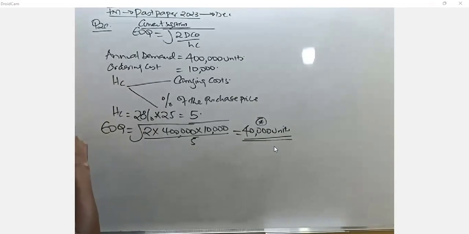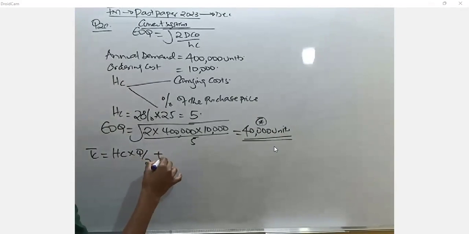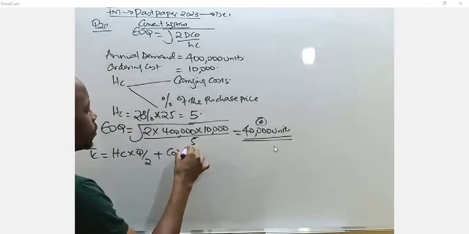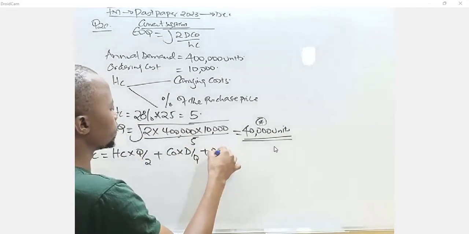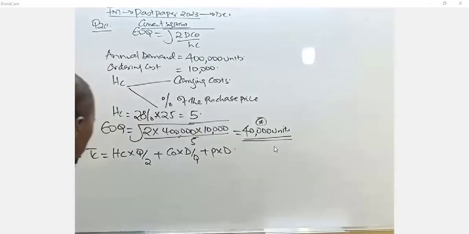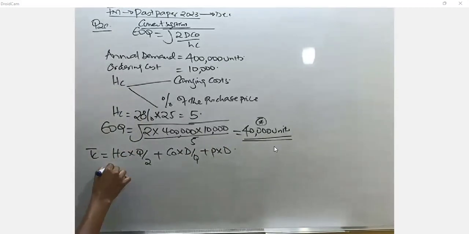Now, that is one. So when you want to calculate the total cost, the computation of the total cost is very simple for us. We normally talk about HC times Q over 2, plus CO times D over Q, plus P times D, right? The holding cost per unit, which you have already gotten, is 5. Our Q is the EOQ, which is 40,000.